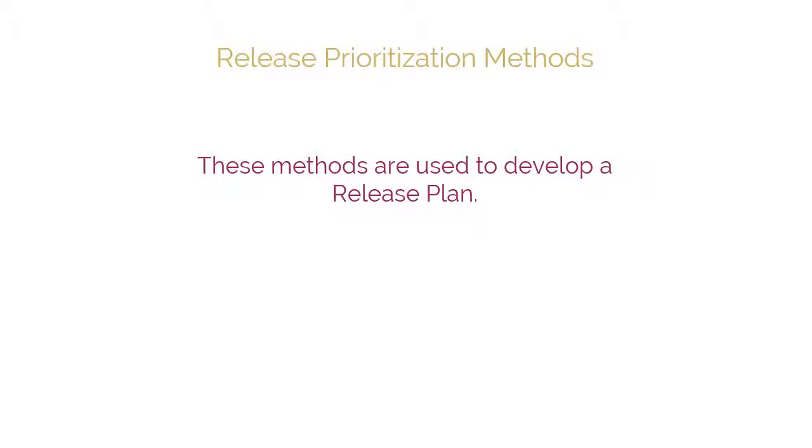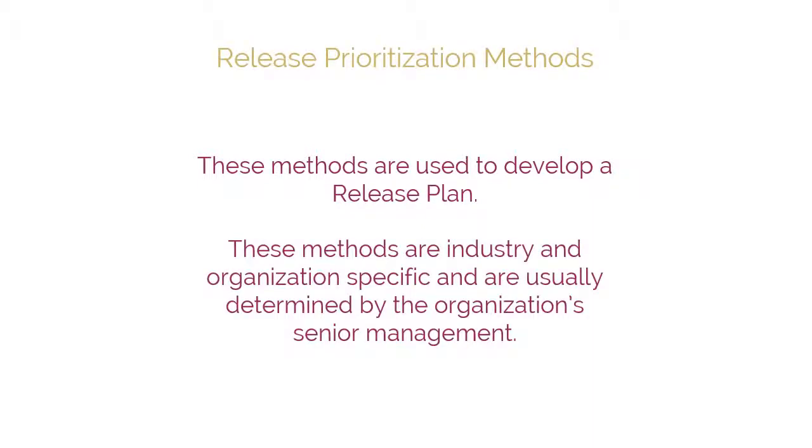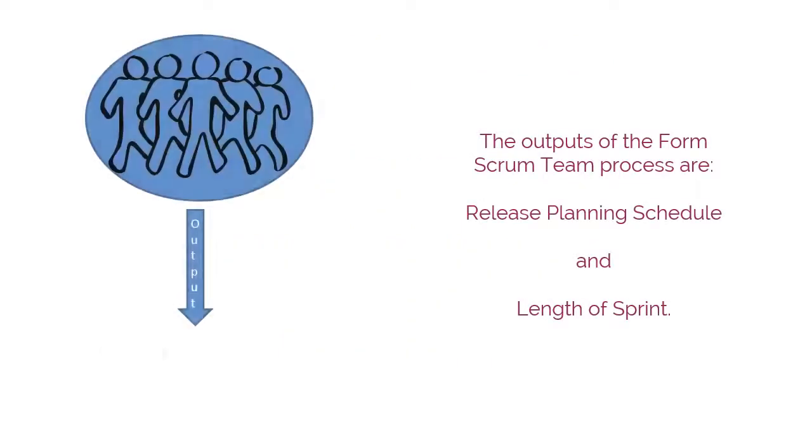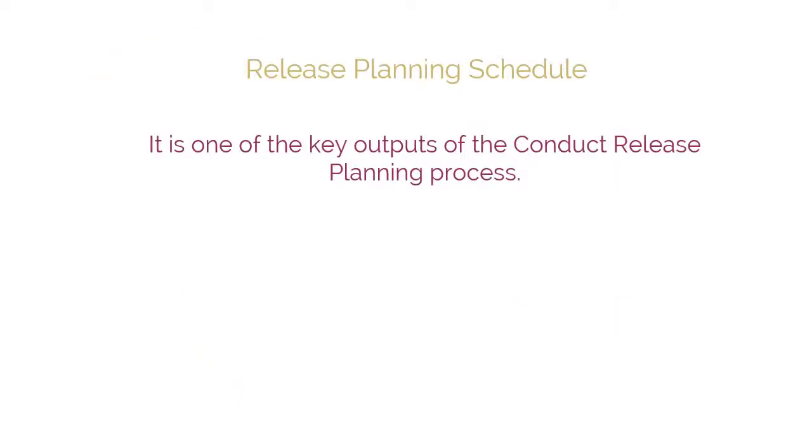Release Prioritization methods. Release prioritization methods are used to develop a release plan. These methods are industry and organization specific and are usually determined by the organization's senior management. The outputs of the Form Scrum Team process are release planning schedule and length of sprint.